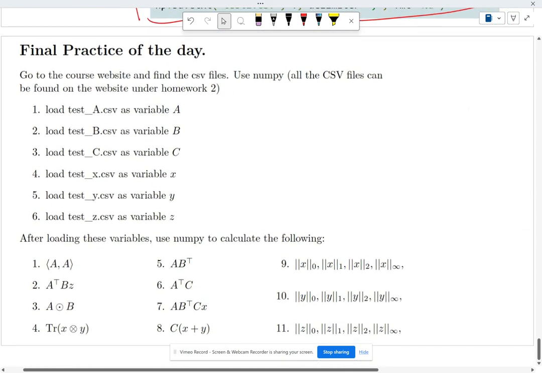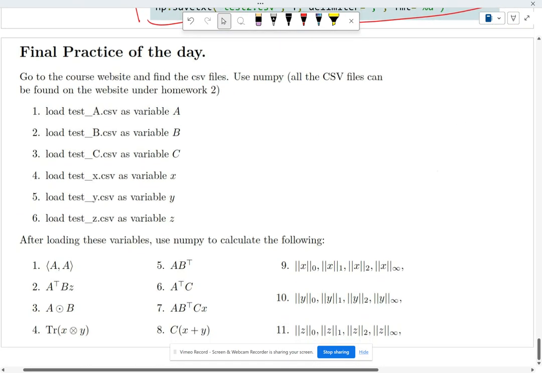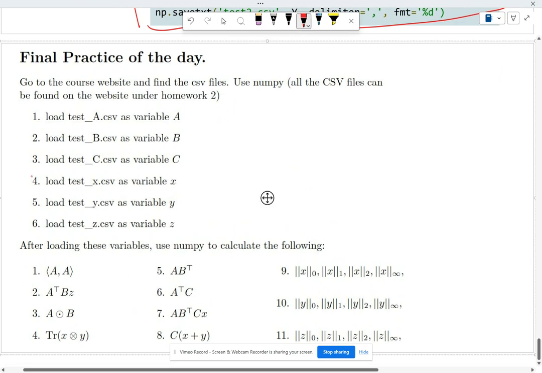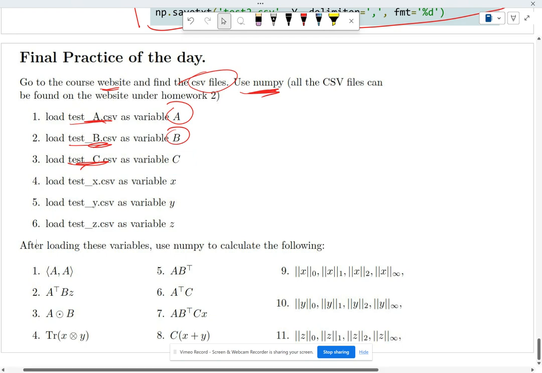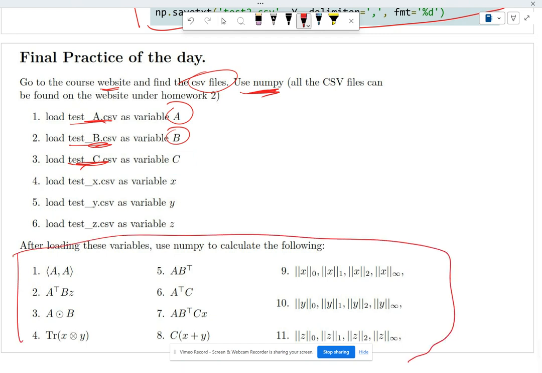So here's the final practice of the day. You want to go to the course website and find the CSV files. They should be in the file folder corresponding to the lecture. So you want to go there, take a look, and then use NumPy to load test A as matrix A, test B as matrix B, C as C, and then load these as vectors. Once you've loaded them, you can do various computations on them.